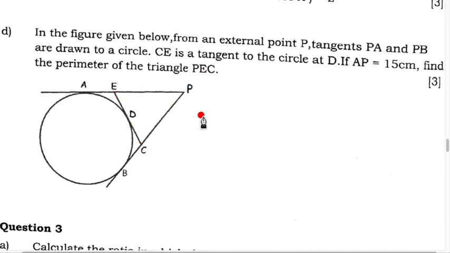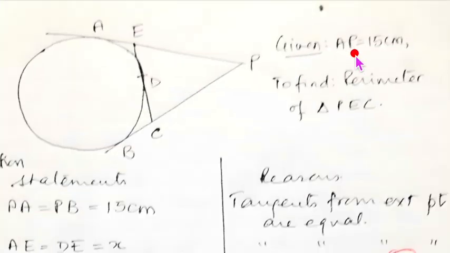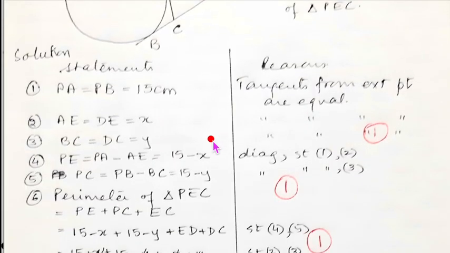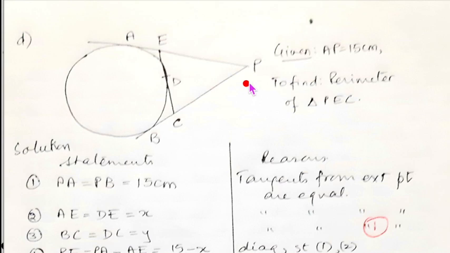So let's see how we solve this. We'll have to draw the diagram obviously. So we write what is given. AP is equal to 15 centimeter, and to find the perimeter of triangle PEC. This is your PEC triangle. And our statement number 1 will be PA equal to PB. Can you see this? PA and PB, they are the tangents from external point and they are equal. So we have PA equal to PB.